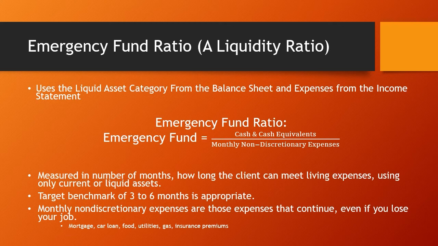If our monthly non-discretionary expenses are $3,000 a month, for our emergency fund we want to have a minimum of $9,000, right? And at most, we want to have $18,000. Why don't we want to have more than $18,000?